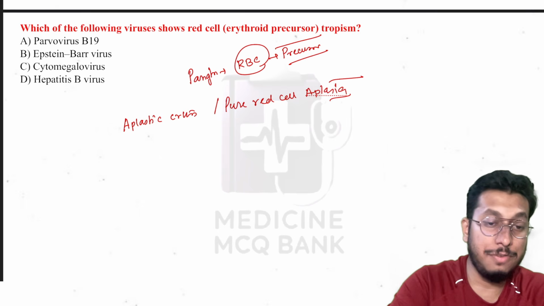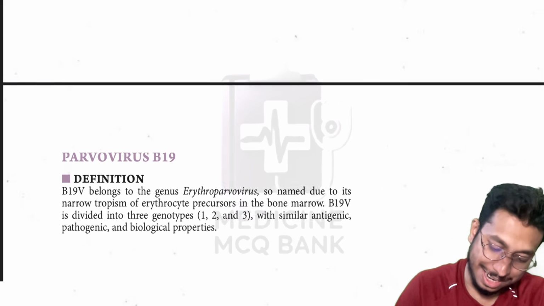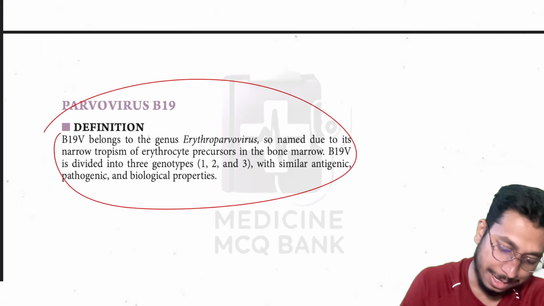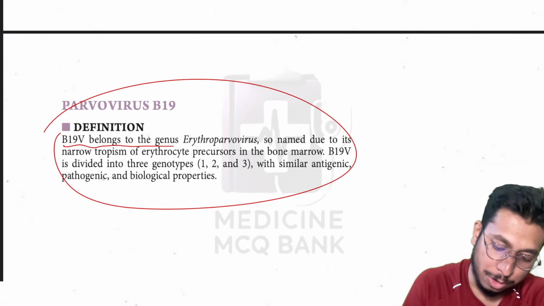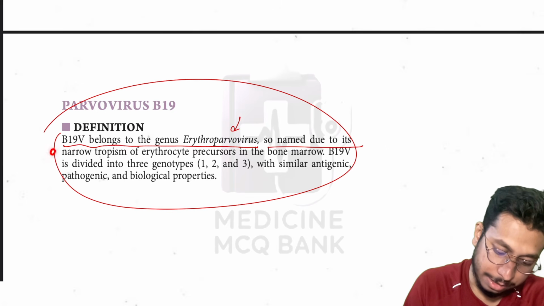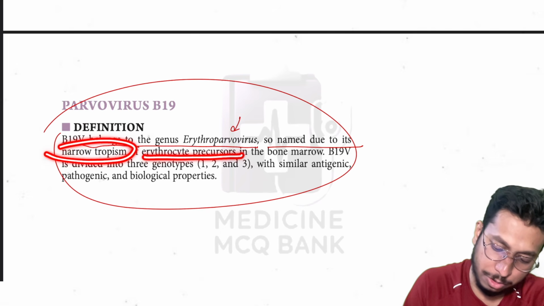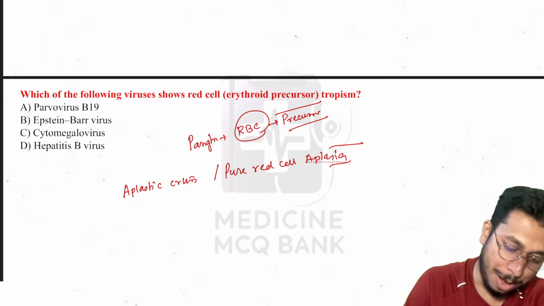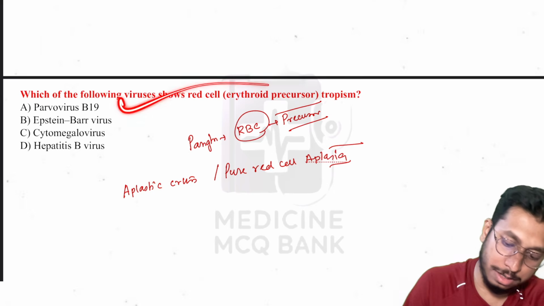Now, even if you see, Harrison mentioned in the first page of this chapter on parvovirus B19, the first line is that B19 virus belongs to the genus Erythroparvovirus and it is so named due to its narrow tropism to erythrocyte precursors in the bone marrow. Okay. So answer here is nothing but parvovirus B19. All right. Okay.